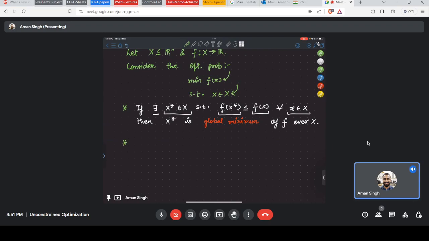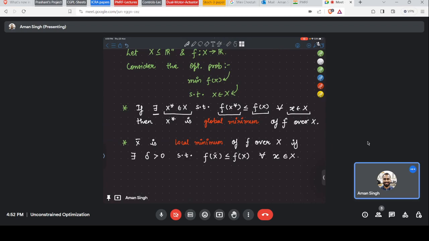A similar mathematical definition is that x bar is a local minimum of f over X if there exists a delta greater than 0, where delta is a small real number, such that f(x bar) is less than or equal to f(x) for all x belonging to X. If x belongs to X, then it is global, but this time we'll write the intersection of X with a ball centered at x bar with radius delta. So this is the definition of local minimum.